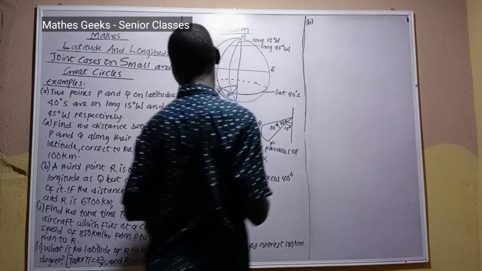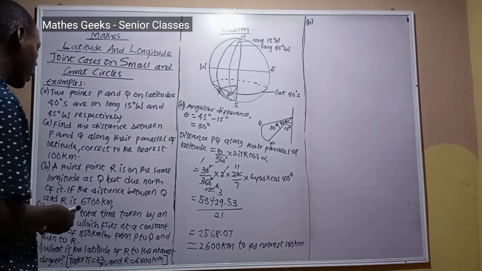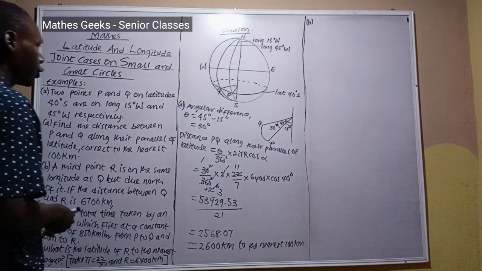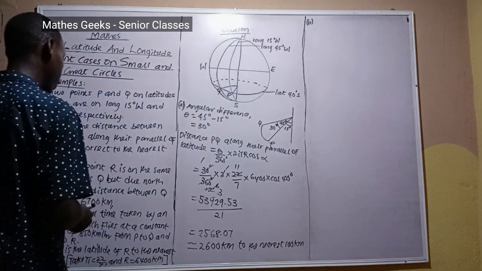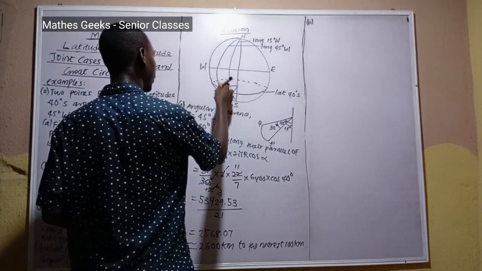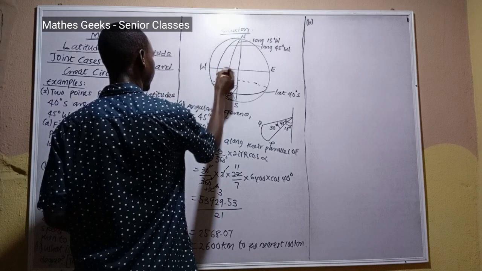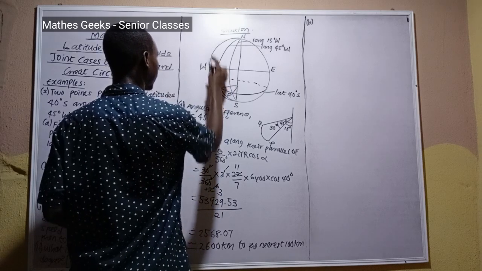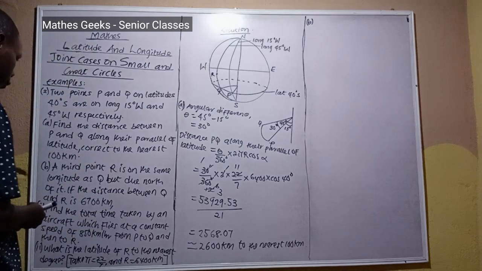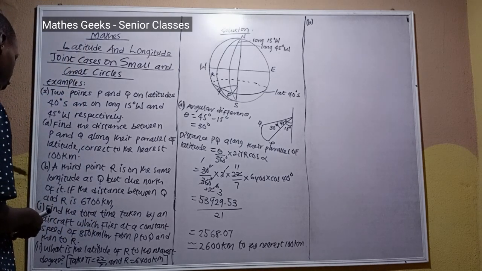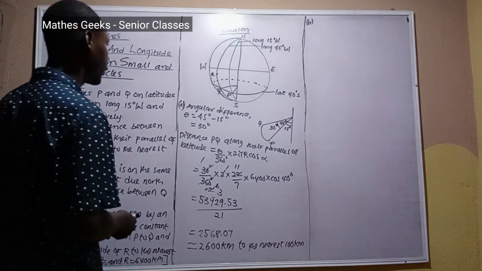B. This says a third point R is on the same longitude as Q, that's on longitude 45 degrees west as Q, but due north of it. So the third point is due north of it. So let's put R going due north. If the distance between Q and R is 6,700 kilometers.